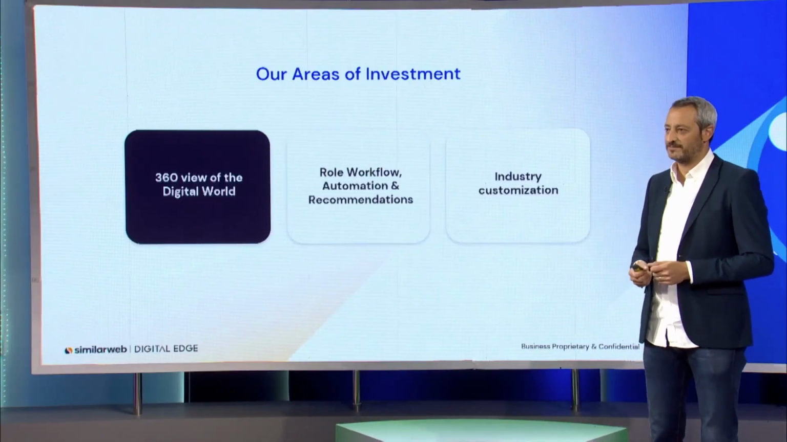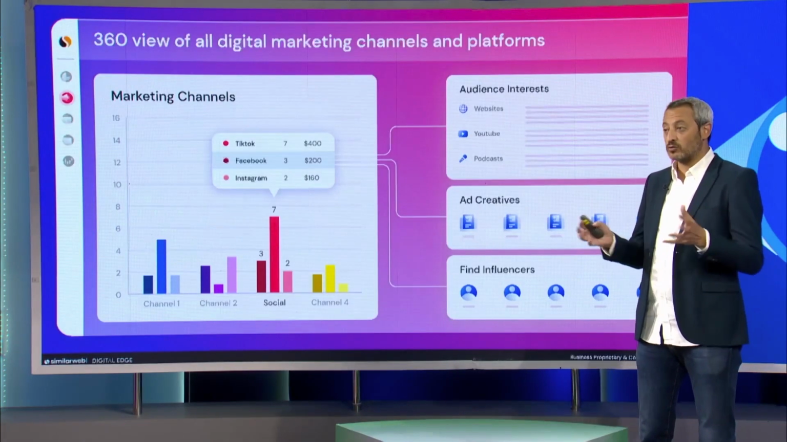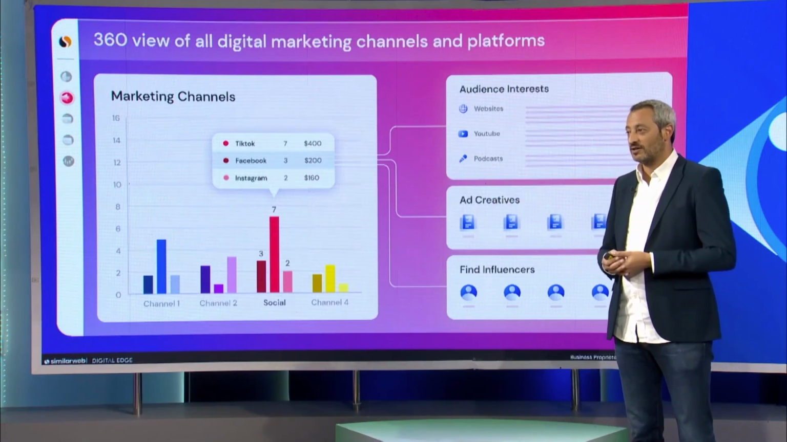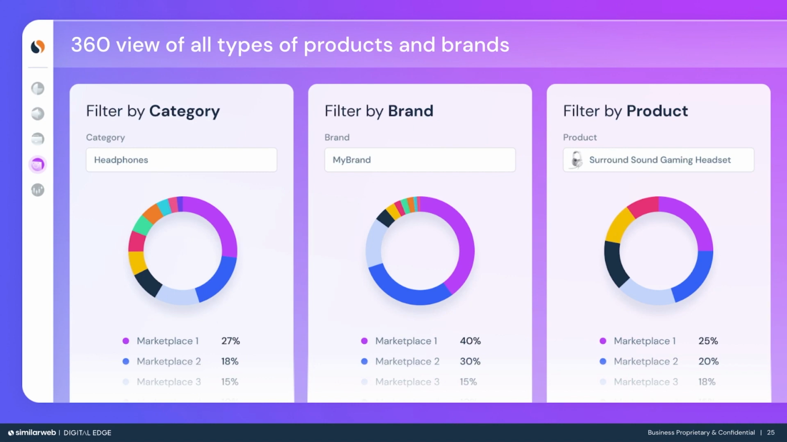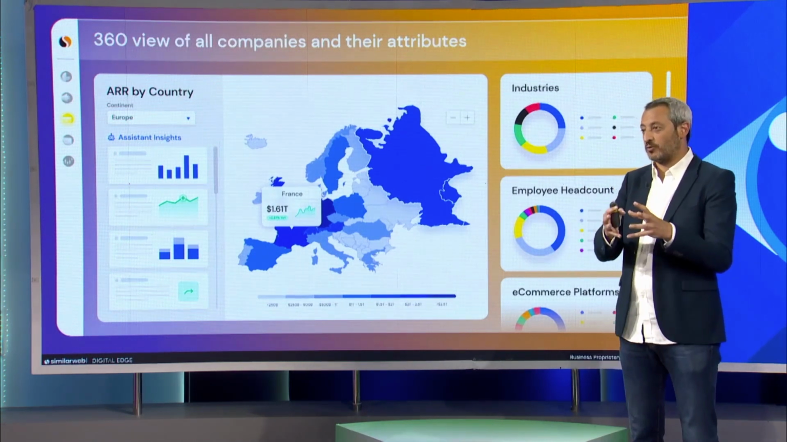So let's dive into each one of them. The 360 view of the digital world is really about the entities we're tracking. So we want, of course, and we already are pretty much deep into that, we give the 360 view of all digital marketing channels and across all platforms, web, apps. We want also to track products. Like I said, the launch of Shopper Intelligence enables us to do exactly that. Not to care about necessarily only digital properties, but the actual products, brands, categories that users, consumers are purchasing through the largest marketplaces.